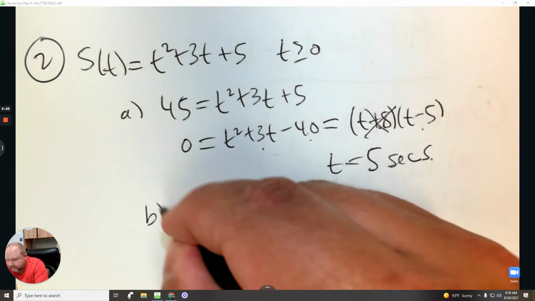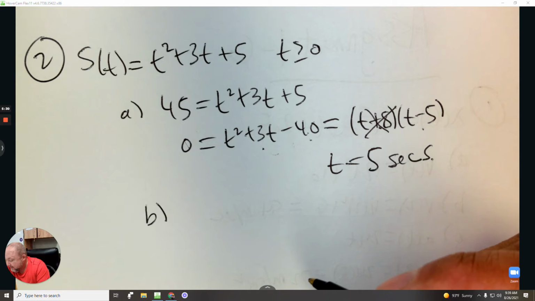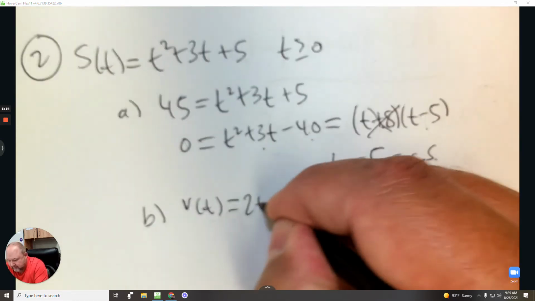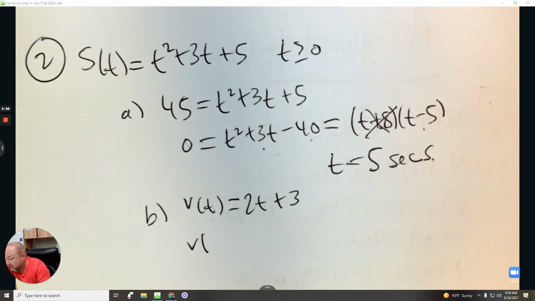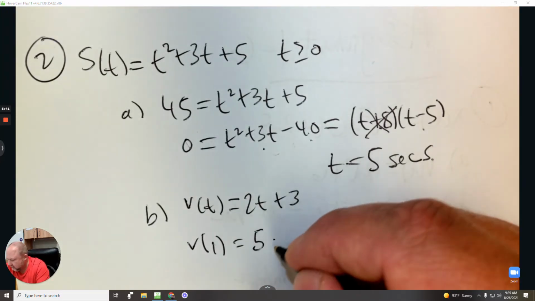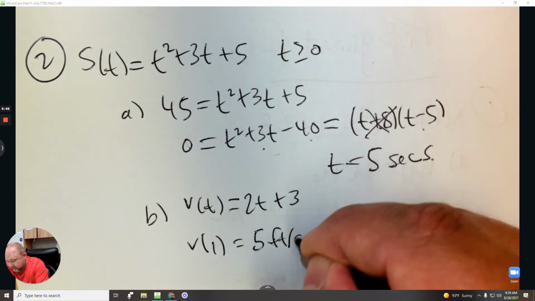B asks, how fast is the balloon rising? That's the same as asking about velocity at time equals 1. So the velocity I need to find. That's 2t plus 3. And then once I know the velocity, you're going to plug in 1, and you get the answer 5. And again, the units, what do we got? Feet and seconds. So that's feet per second.